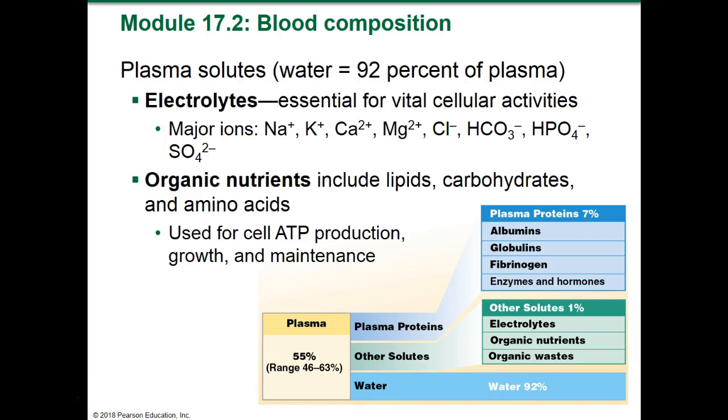Plasma solutes. Keep in mind, water is about 92% of the plasma. So of the plasma solutes, the electrolytes, which are basically charged elements or compounds, are essential for your vital cellular activities. And we talked a lot about these in Anatomy and Physiology 1: sodium, potassium, calcium, magnesium, chloride, hypochlorite, phosphate, sulfates. And then you have your organic nutrients like lipids, carbohydrates, and amino acids as plasma solutes, and these are going to be used for cell ATP production, growth, and maintenance.